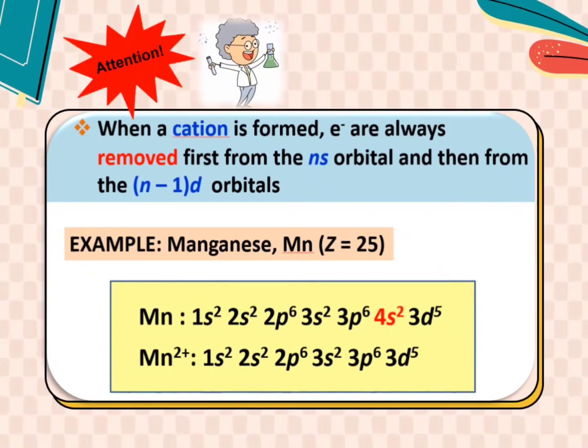Alright guys, ini yang saya kata, you kena faham konsep. Kalau you main tolak je, you akan salah. Alright, so I'll show you the example here. Contoh the formation of cation. For anion, I think very simple sebab kita tambah je.